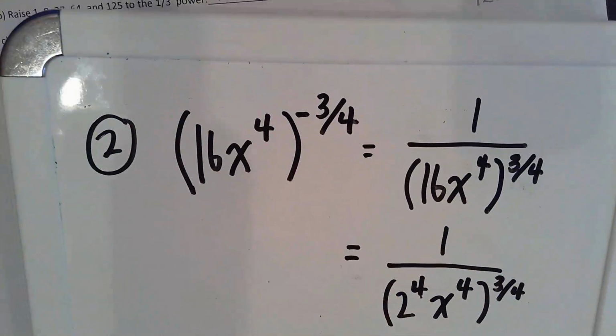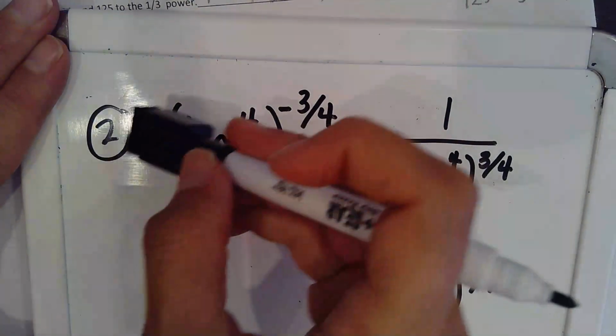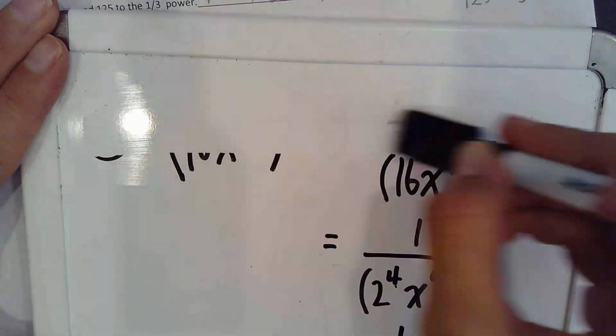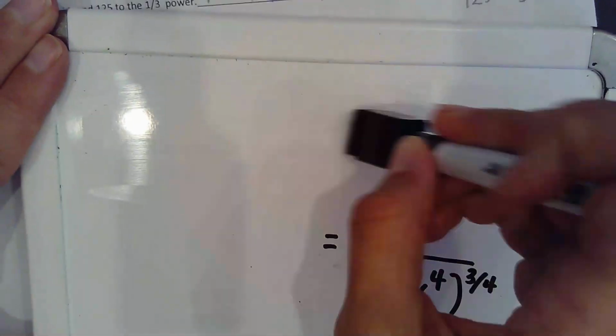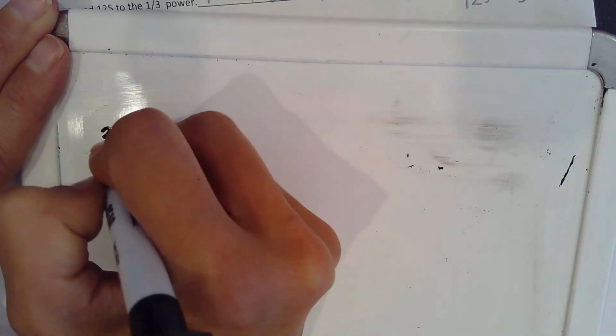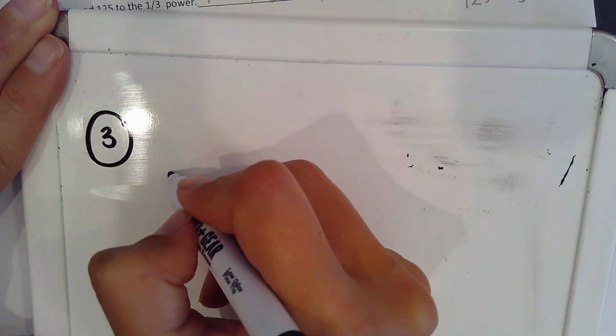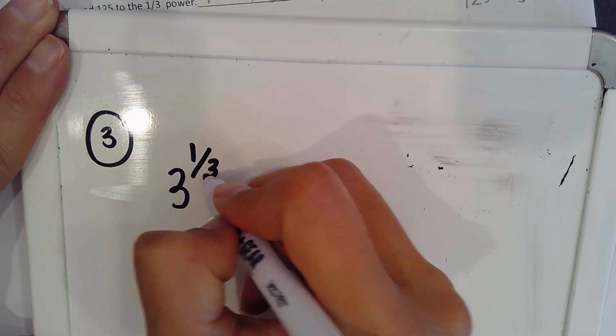Alrighty. So I want you to write this one in simplest radical form. And you may have never done anything like this before, so I'm going to try to walk you through it. Just take a second. So remember, all the indexes have to be the same, right? To write in simplest radical form.